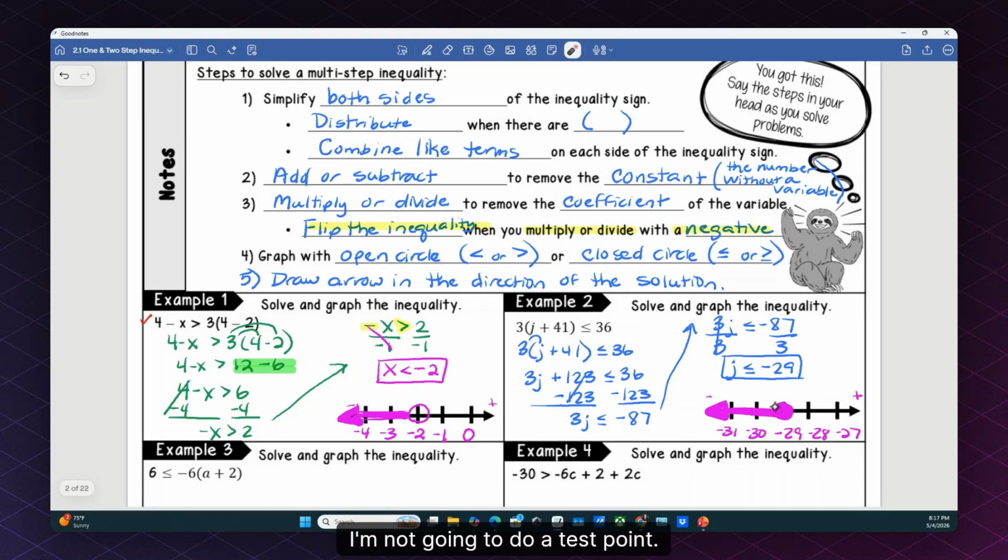I'm not going to do a test point. I don't have enough room over here, but I do want to make sure you understand the math of why it is this way. And I want to again point out, we have our variable on the left-hand side, and that lets us use this kind of shortcut where it looks like which direction it's pointing. We're going to get to one where that isn't the case, and I'll have to show you what to do.